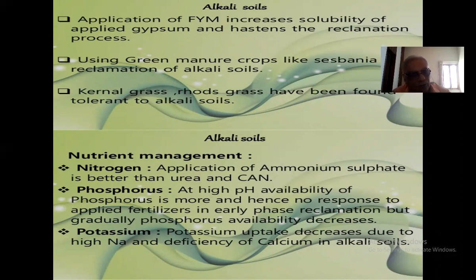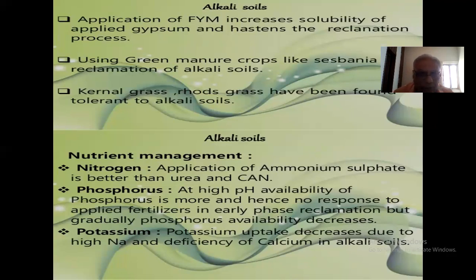Then alkali soil. We have seen nutrient management in saline soil; similarly, here we have nutrient management in alkali soil. For nitrogen, application of ammonium sulfate is better than urea and calcium ammonium nitrate. Why is ammonium sulfate better? Because when you add ammonium sulfate to soil, it reduces the soil pH. The soil pH of alkali soil is greater than 8.5, so we have to reduce it. You remember that a soil pH between 6.5 and 7.5 is ideal for availability of maximum nutrients to the plant. But when the pH increases above 8.5, the nutrients present in soil are not available to the plants. Therefore, we add ammonium sulfate in alkali soil, so the pH is reduced, more nutrients are available to the plant, and we get better growth of the plant. Then phosphorus.